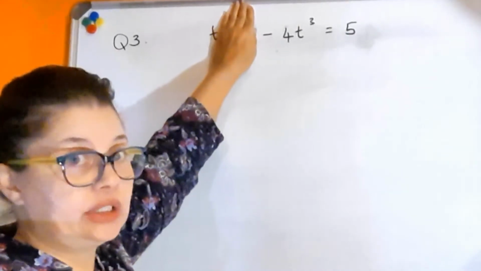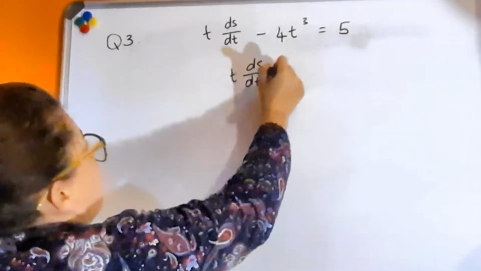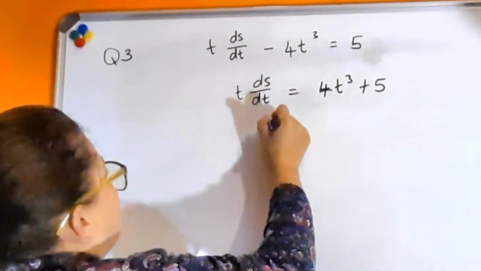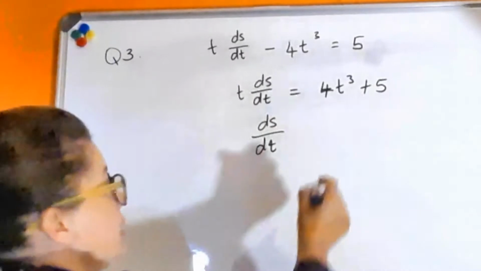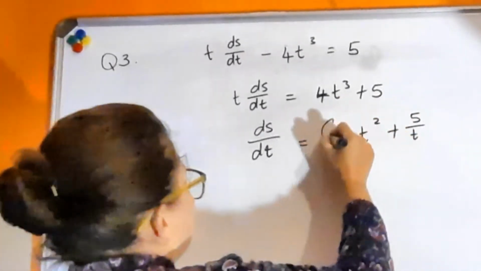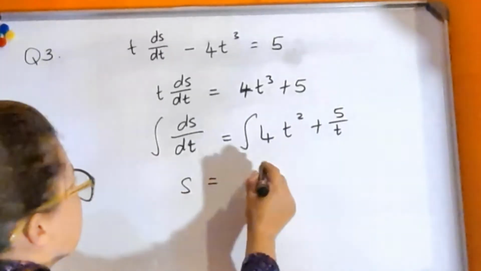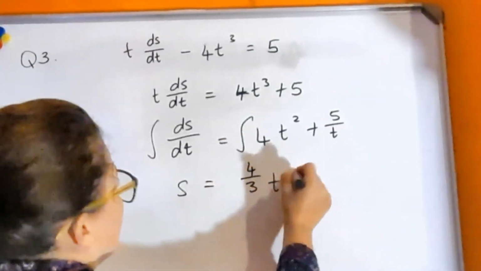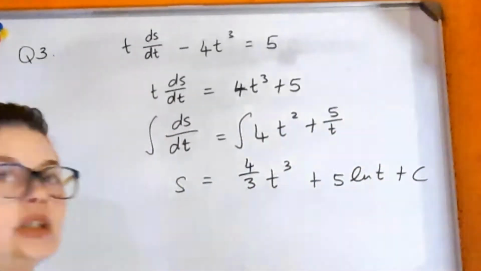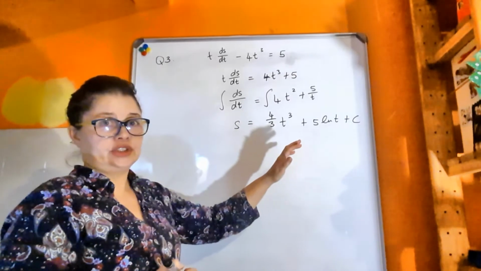It's just direct integration. So we say put all the t's on one side, plus 5, divide through by t, and you get 4t squared, and we integrate both sides. Then we'll have s, and this is going to be 4 over 3 t cubed plus your constant. Now you would have seen that the question just asks you to solve the differential equation.